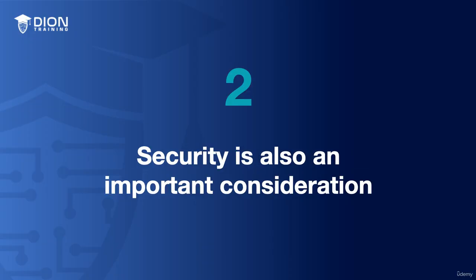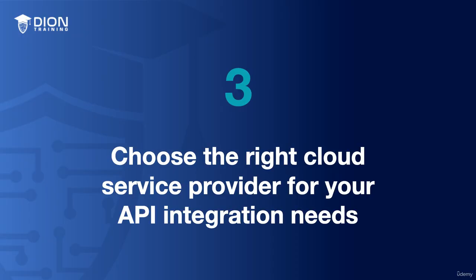Security is also an important consideration when implementing API integrations in the cloud. Cloud service providers often provide security features such as authentication and encryption that can be used to secure API connections. It is important to use these features to ensure that the API connections are secure and that sensitive data is protected.